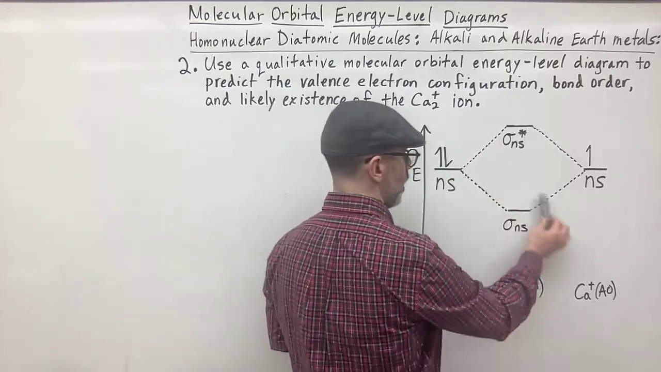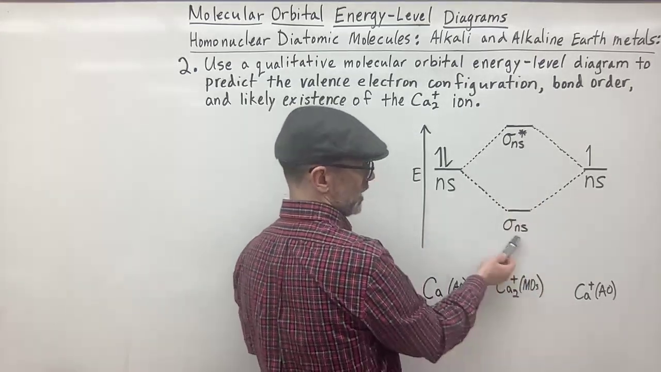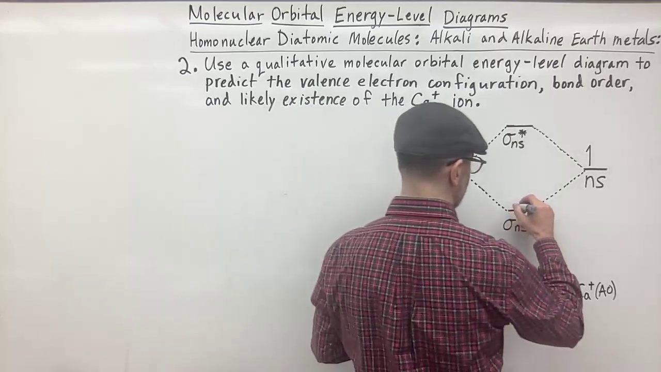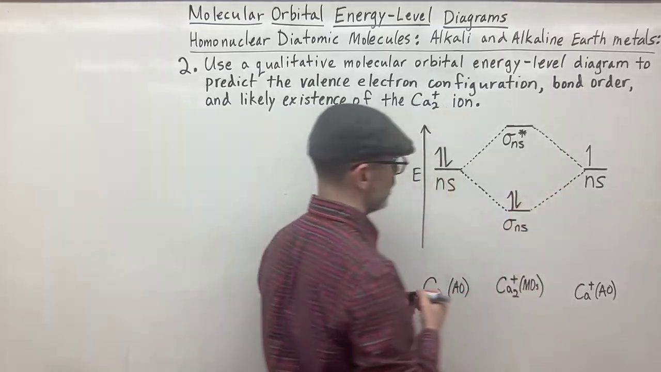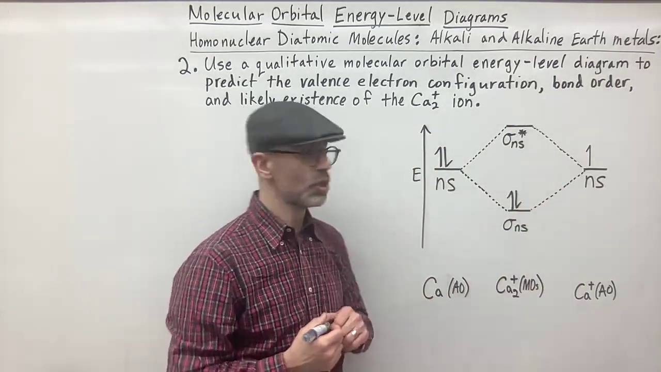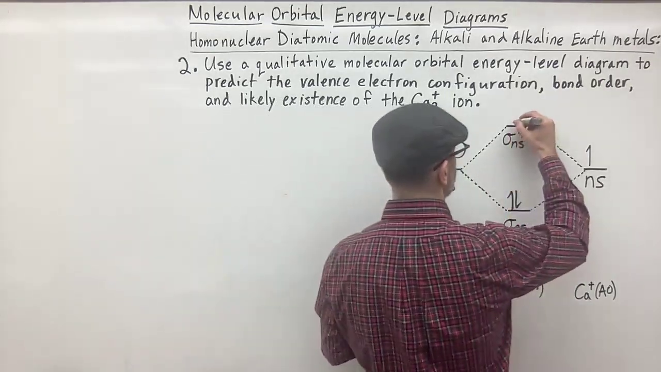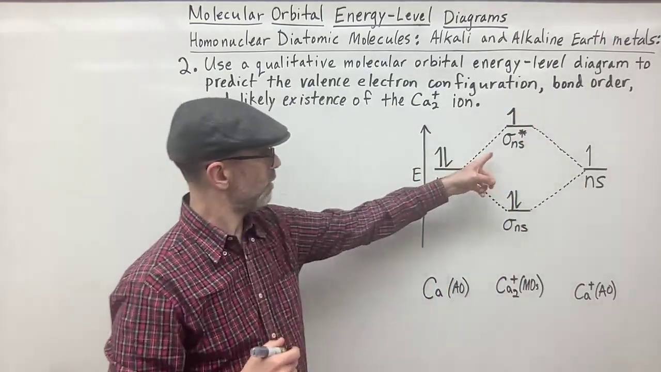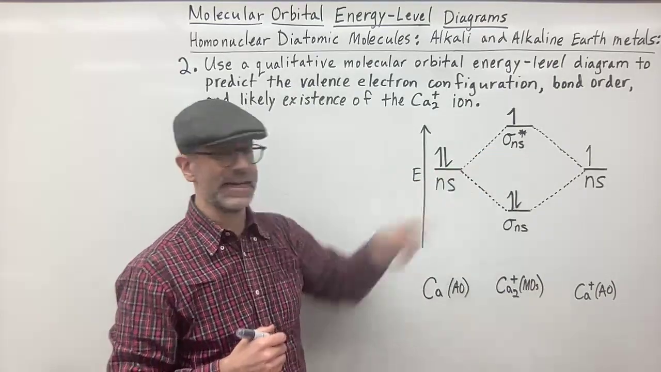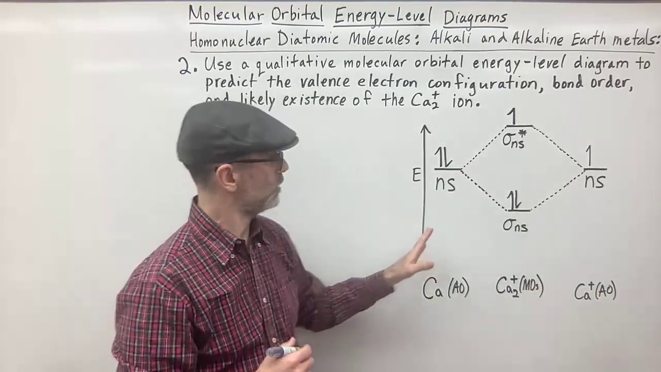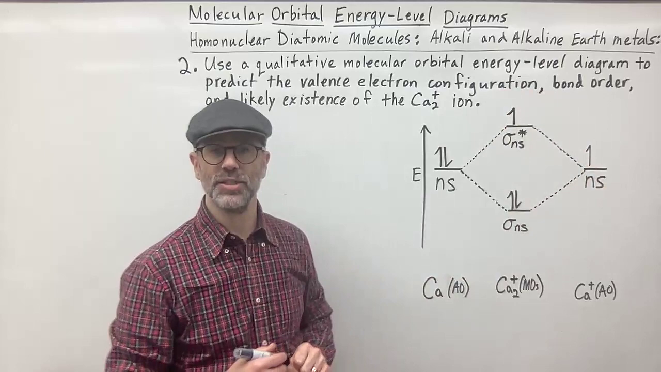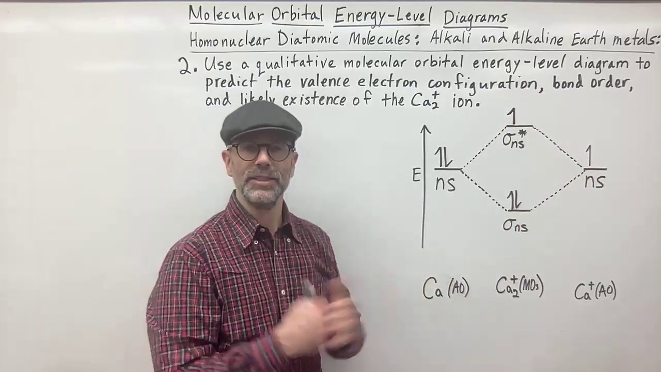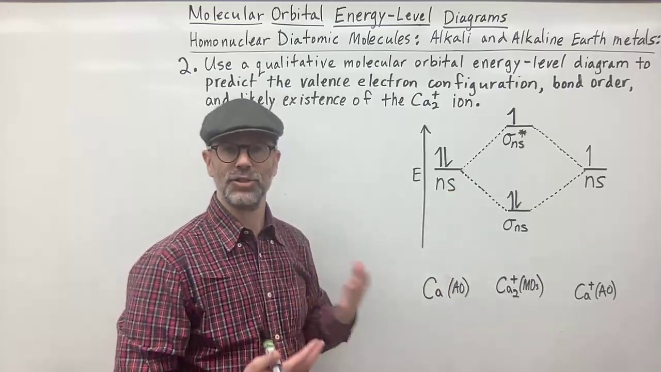So this sigma ns, or sigma 4s in this case, orbital is going to have 2 electrons. So 2 go in there. We have 1 left. So that 1 is again going to go into the next higher molecular orbital, and this is going to be the anti-bonding orbital. And so now this is how the electrons are filled for our molecular orbital energy level diagram. And now that we have this filled, we can go ahead and answer the questions.